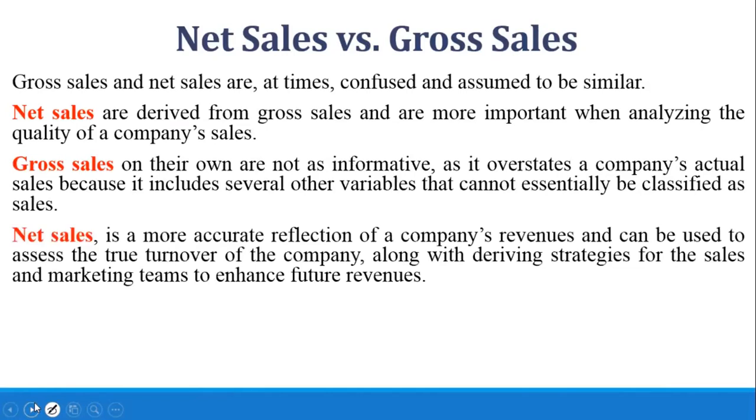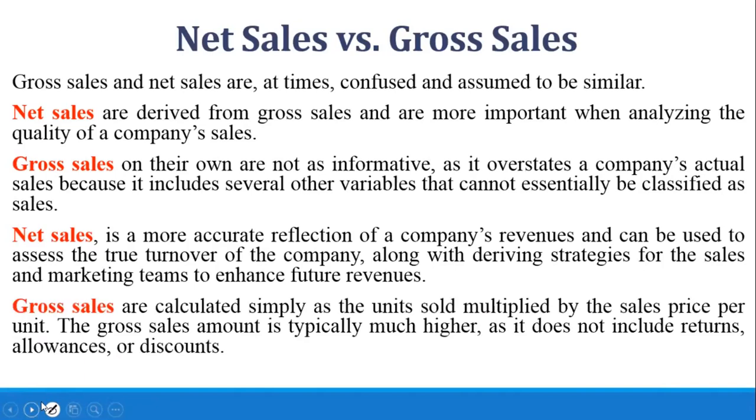And net sales is a more accurate reflection of a company's revenues. It can be used to assess the true turnover of the company, along with deriving strategies for the sales and marketing teams to enhance future revenues. Another one, gross sales are calculated simply as the units sold multiplied by the sales price per unit. The gross sales amount is typically much higher as it does not include the returns, allowances, and discounts.